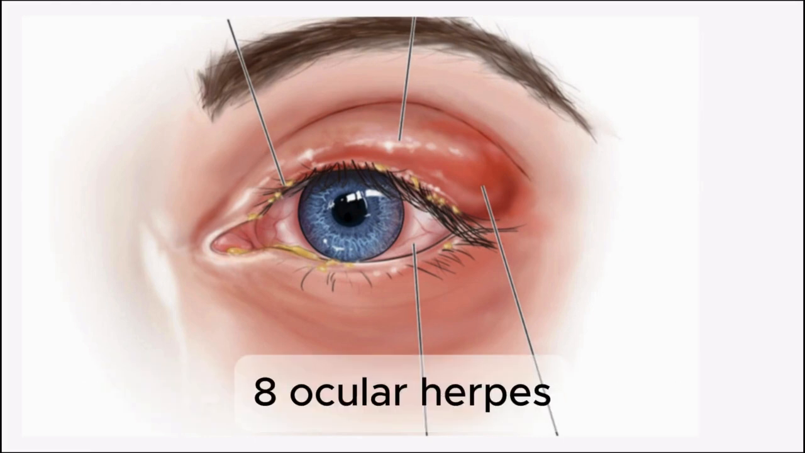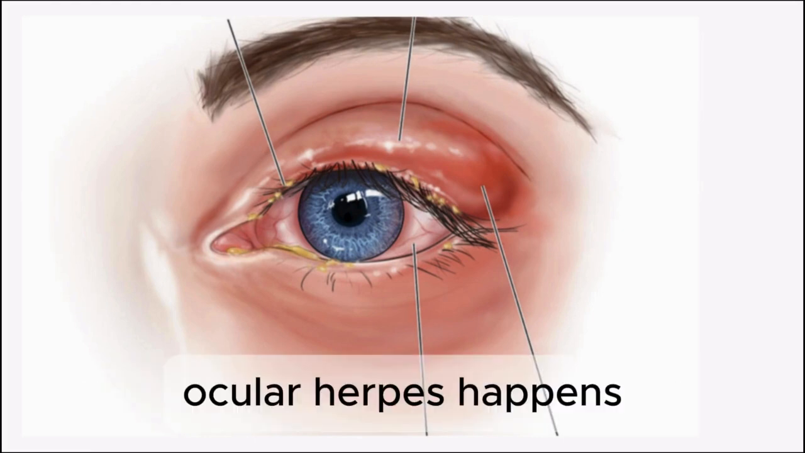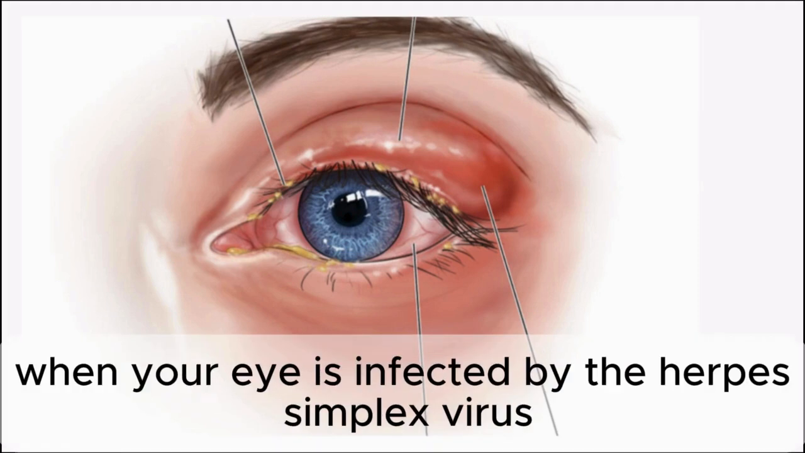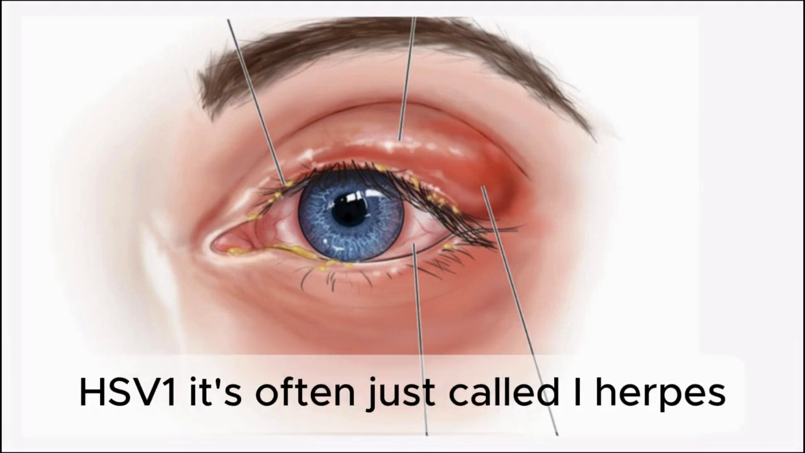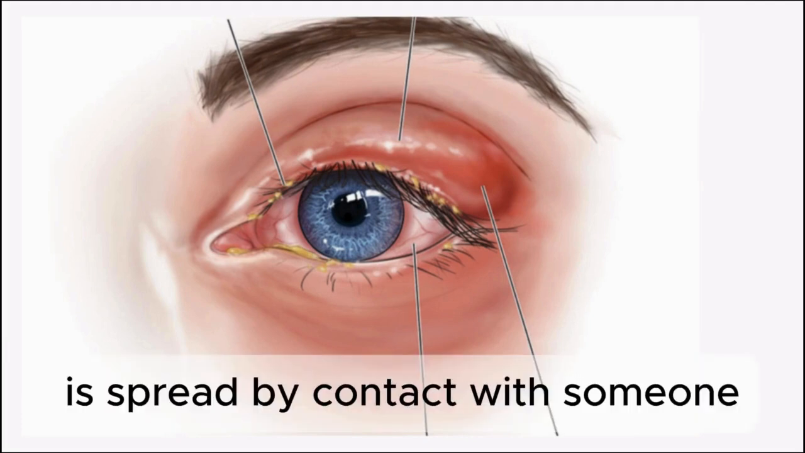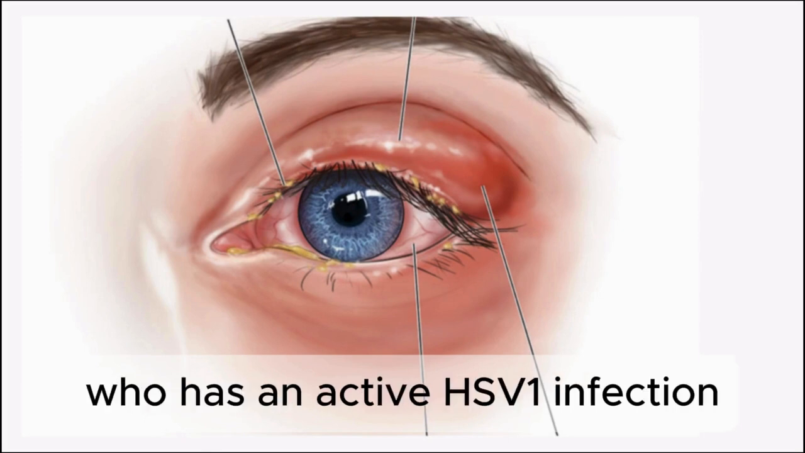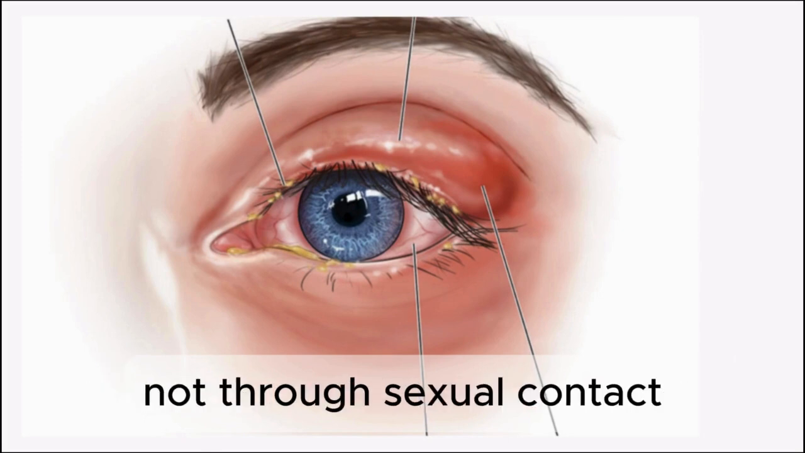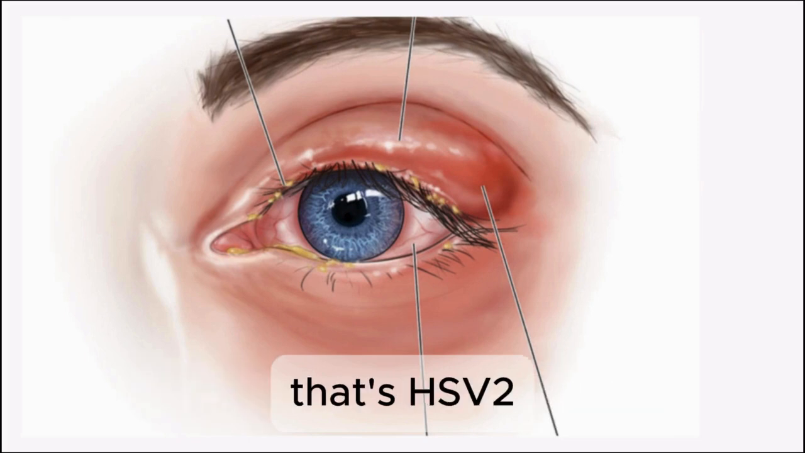8. Ocular herpes. Ocular herpes happens when your eye is infected by the herpes simplex virus, HSV-1. It's often just called eye herpes. Eye herpes is spread by contact with someone who has an active HSV-1 infection, not through sexual contact, that's HSV-2.